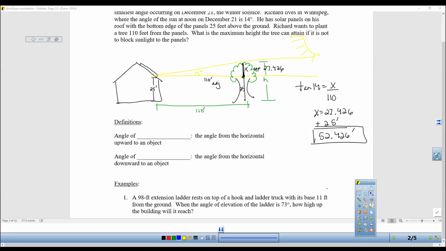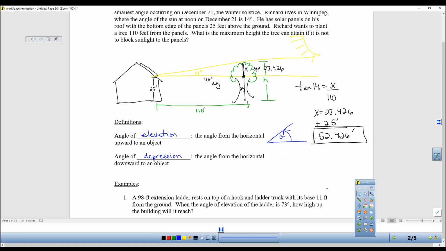To do this next word problem, you're going to need a definition. The angle of elevation, and then the angle of depression. So the angle of elevation always is from the horizontal, so usually the ground, and then going up somehow into the sky. That's the angle of elevation.